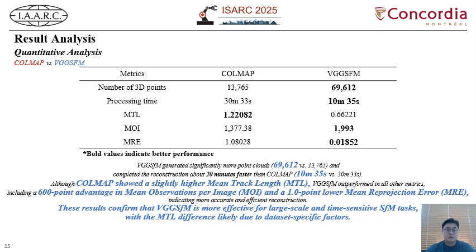We compared two SFM methods, COLMAP, an incremental pipeline, and VGGSfM, a deep learning-based global pipeline. VGGSfM generated over 5 times more 3D points than COLMAP and completed the reconstruction about 20 minutes faster. This shows that VGGSfM is more suitable for large-scale or time-sensitive SFM tasks, with the MRE difference likely due to dataset-specific factors.